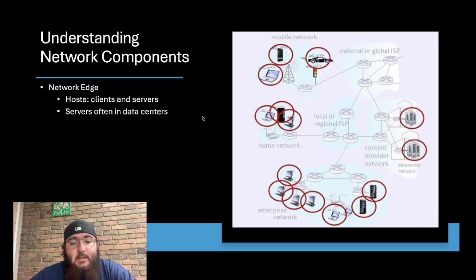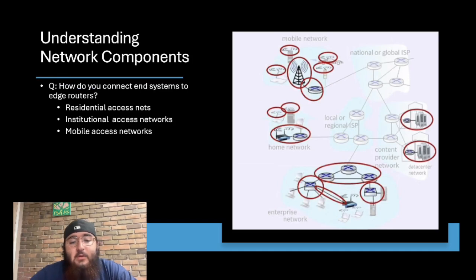In network components, the network edge is a very important part. This includes clients and servers, which are located in data centers, right here. They are connected to the edge of the network, allowing users to access and transfer data. So how do systems connect to edge routers? This is done through residential access networks, institutional networks, and mobile access networks. These networks act as bridges that connect devices to the internet.